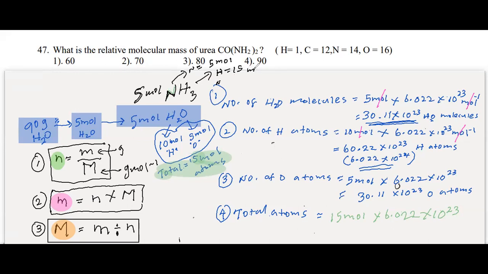20 moles. Then what is the total number of atoms? 20 into Avogadro constant. So in total you get 5 plus 15, 20 moles. 20 atomic moles. 5 moles of ammonia has 20 atomic moles. Then how to find the total atoms? 20 into Avogadro constant. So now I have explained all the possible types of questions they could ask in the exam.